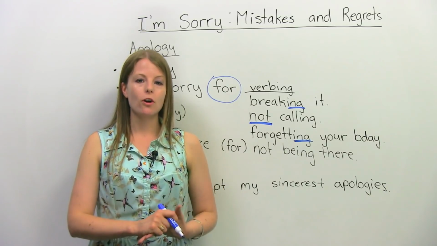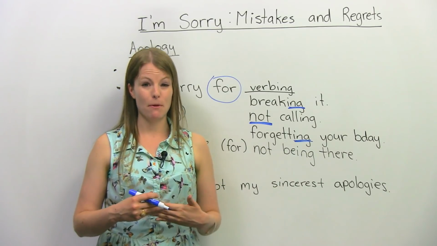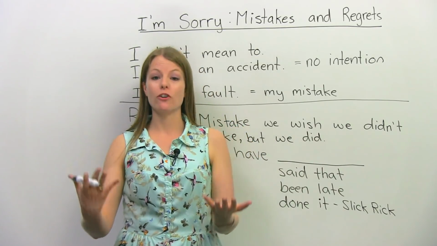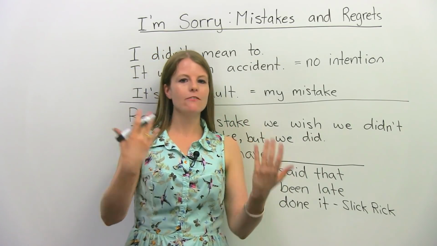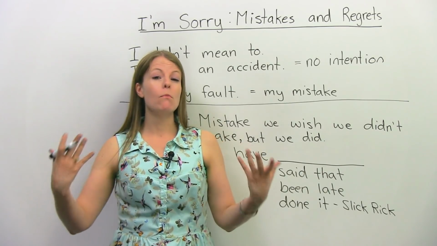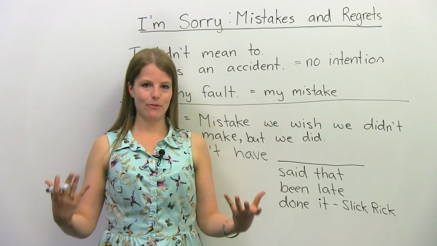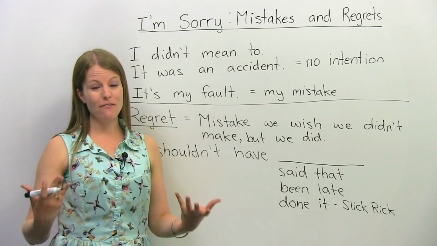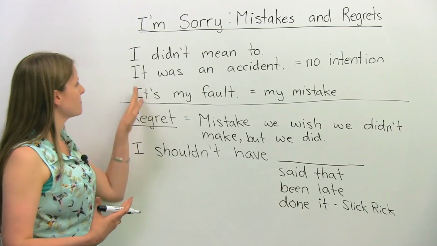Now let's learn more about what else we can say when we're apologizing. Okay, so we've already talked about how to say I'm sorry if we're talking informally or formally. Sometimes we also want to talk a little bit more about our mistake, okay, or what we did wrong. So here are some expressions we often use in English to do this.